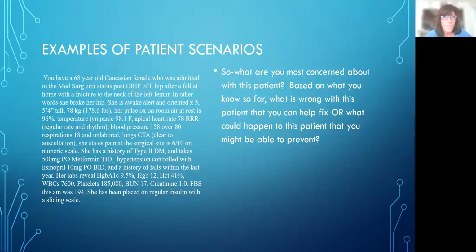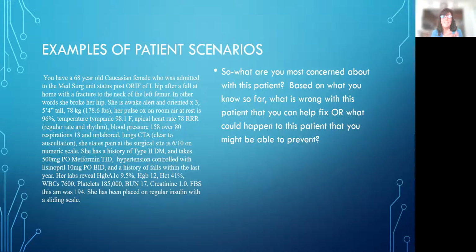For somebody who's a diabetic, what's the goal for a hemoglobin A1c? Less than 7%, okay? Her hemoglobin is 12, hematocrit 41%, white blood cell count 7,600, platelets 185,000, BUN 17, creatinine 1.0. Her fasting blood sugar this morning was 194. She's been placed on regular insulin with a sliding scale, okay?